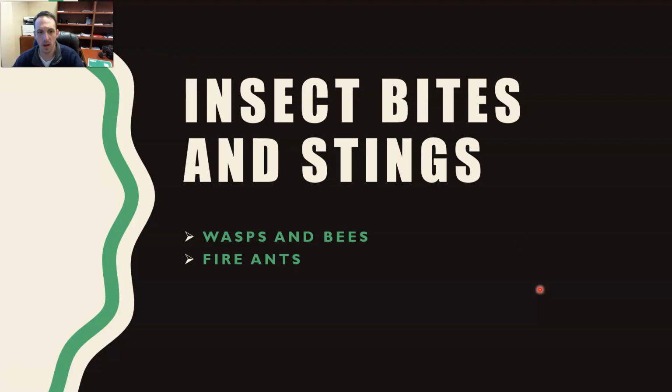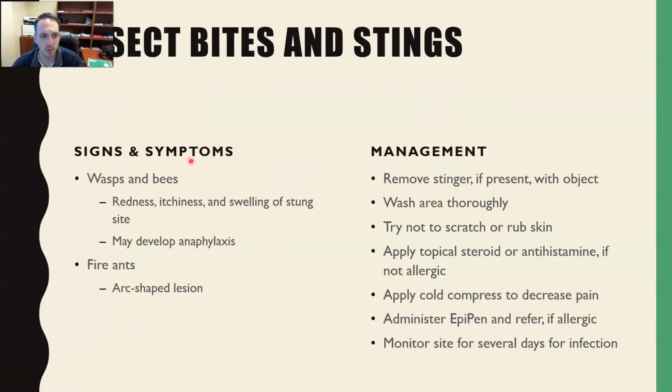Primarily talking about wasps and bees and fire ants. With that, wasps and bees can have a normal, just more skin level aspect and irritation at the site of the sting. In some cases, you'll get an overactive histamine reaction that can cause anaphylaxis. Fire ants are usually associated with this arc-shaped lesion and similar redness and swelling at the area of the bite.